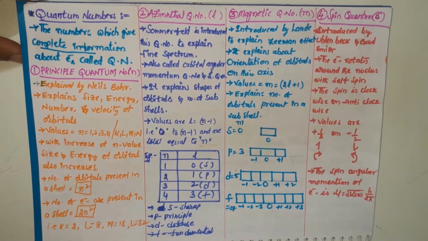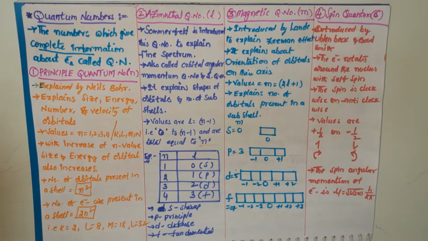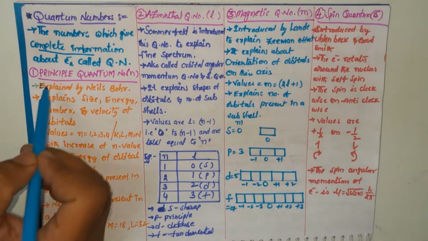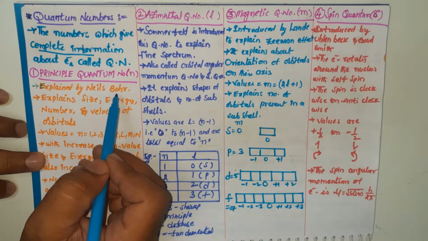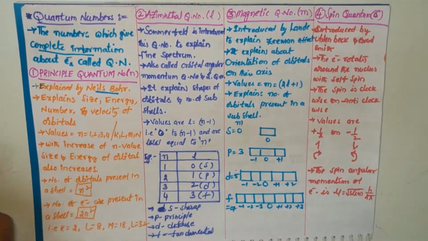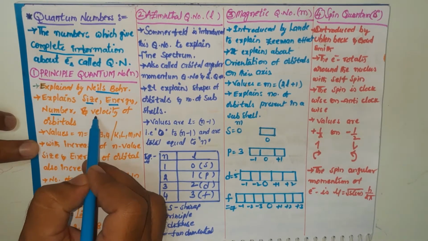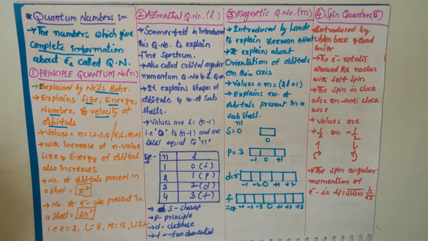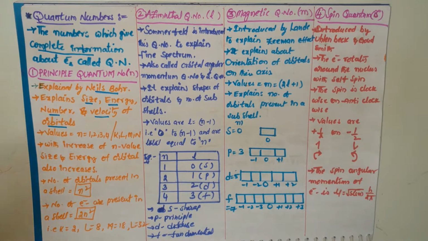Quantum numbers are of four types. These are the principal, azimuthal, magnetic and spin quantum numbers. First we go to the principal quantum number. This was explained by Niels Bohr. It explains the size of the orbital, the energy of the electron, the number of orbitals and the velocity of electrons.